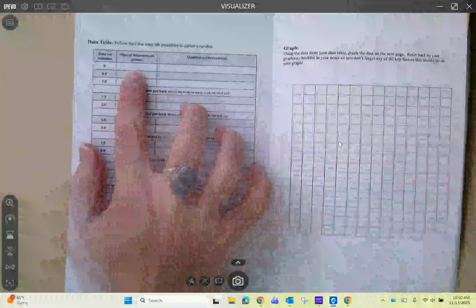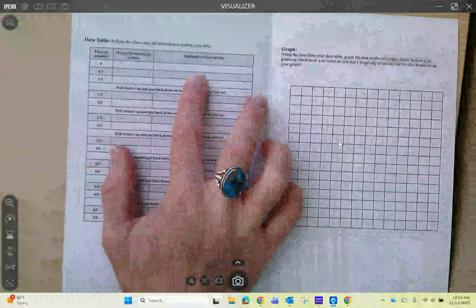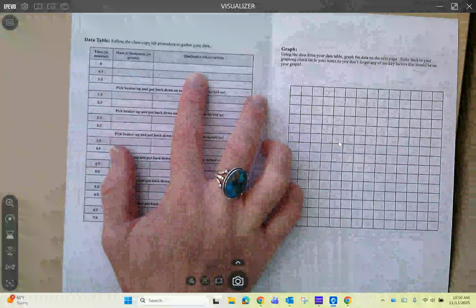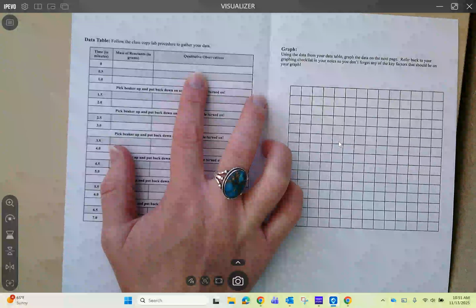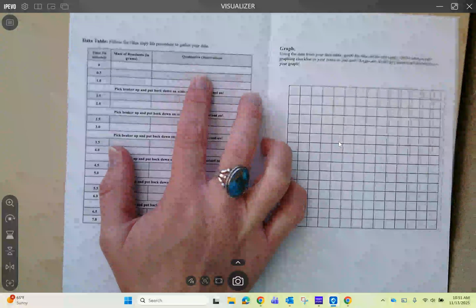And you are also going to be recording qualitative observations as we go through this lab. Okay, a quick refresher on qualitative versus quantitative. Again, remember qualitative, we see that word QUAL.